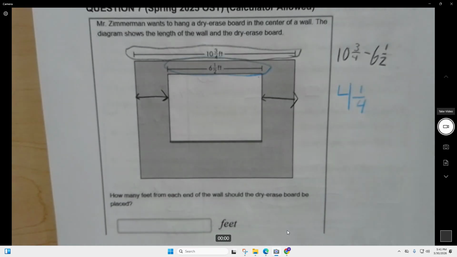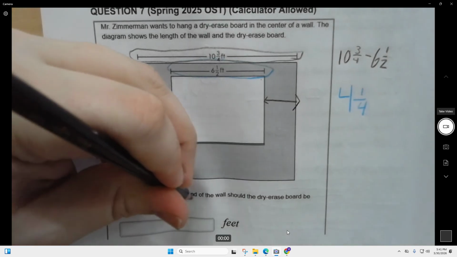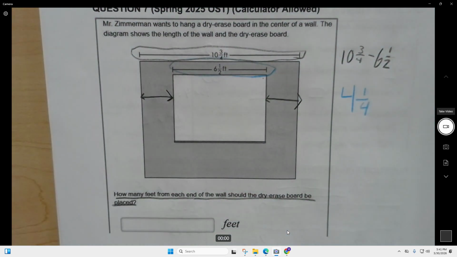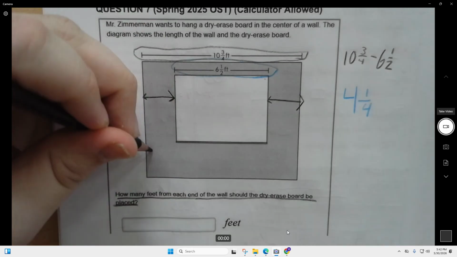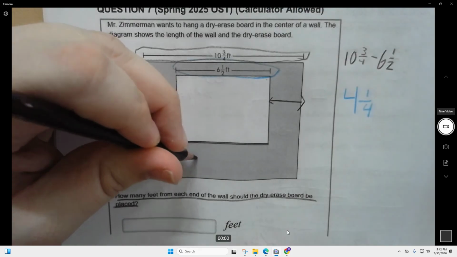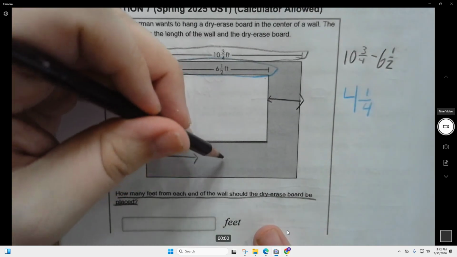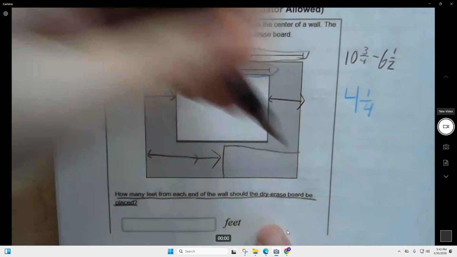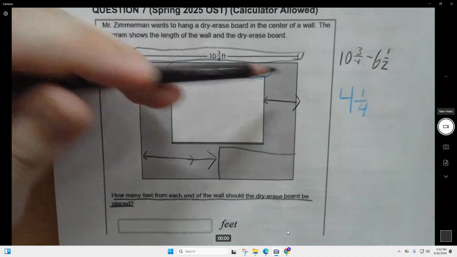So 4 1/4 feet. Now, is that our answer? How many feet from each end of the wall should the dry erase board be placed? If you just throw in 4 1/4, you're going to be wrong, and here's why. If you throw in 4 1/4, 4 1/4 would be about here. Actually, probably a little bit further, about here, to the point where the dry erase board would be up against one of the walls. You need it to be in the middle.